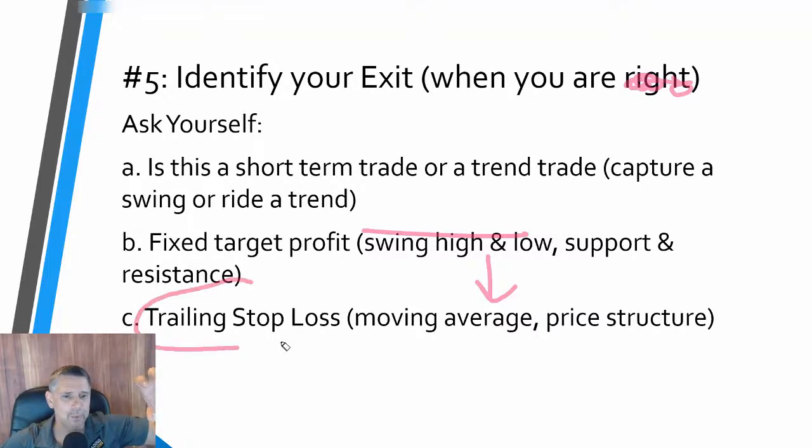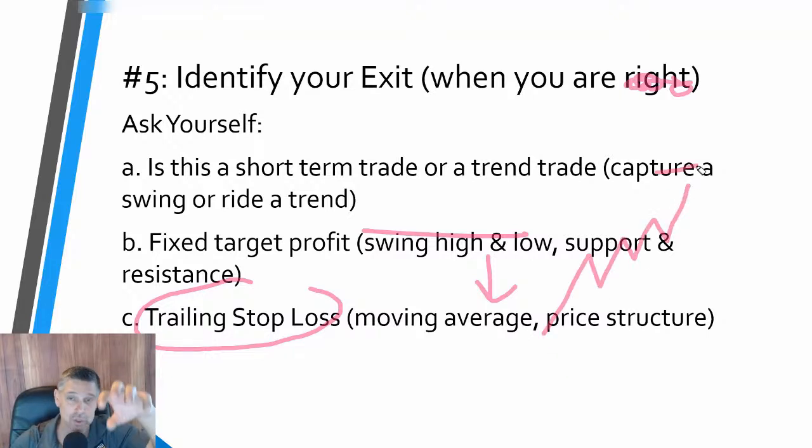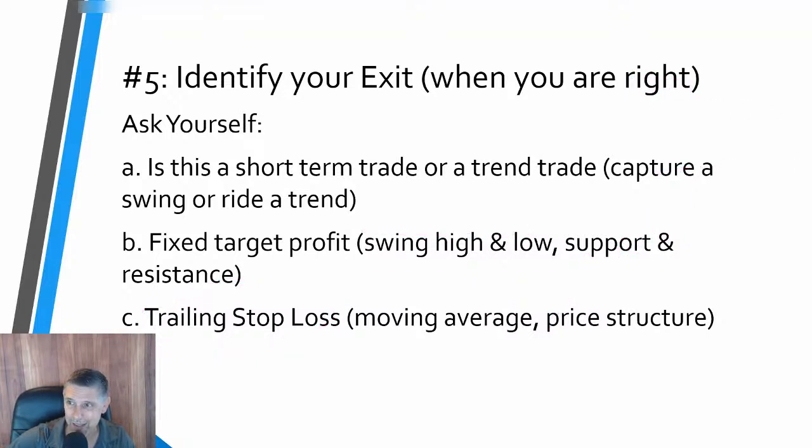So the reason why I put trailing stop loss is, as it starts to move in your favor, and maybe it's not at your target, but it's working its way up, when are you going to step in and adjust for profit? When are you going to step in? So that is an exit rule.